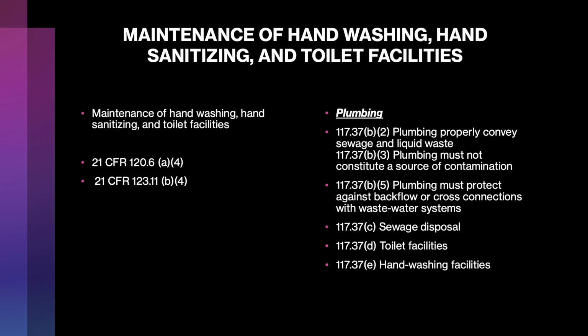Maintenance of hand washing, hand sanitizing, and toilet facilities, 21 CFR 120.6(a)(4) and 21 CFR 123.11(b)(4), are required to be in compliance with 21 CFR 117. As you can see in the slide here, I've highlighted the areas where maintenance of hand washing, hand sanitizing, toilet facilities are covered in 117. This is not an all-inclusive list. I want you to go through there on your own and make sure that everything's covered. But you can see here some great examples you'll need to manage, monitor, document the management, monitoring, corrections, and you'll be in compliance.